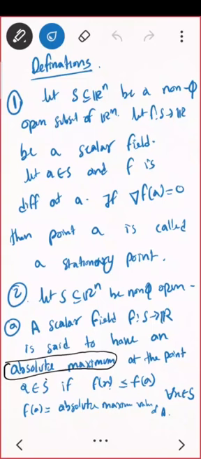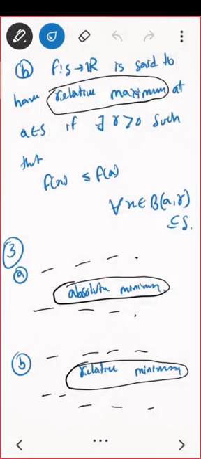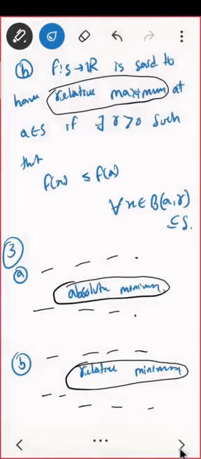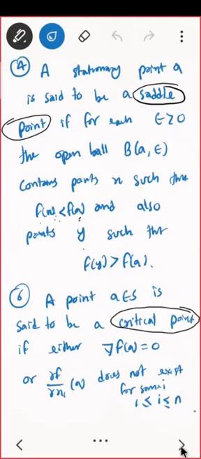What is absolute maxima, then relative maxima, then absolute minima and relative minima. Relative means what? Around the open ball it will be maximum, and absolute means what? For all x in S. Okay, and same goes for minima also.